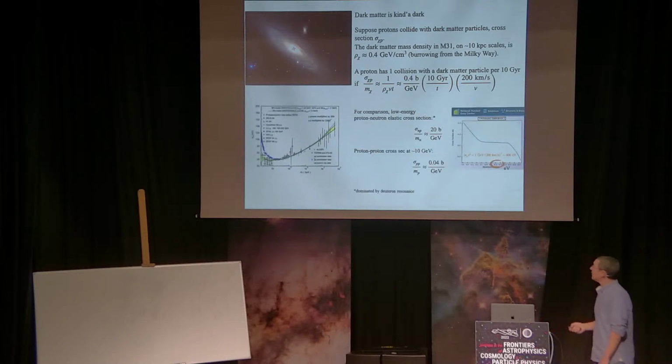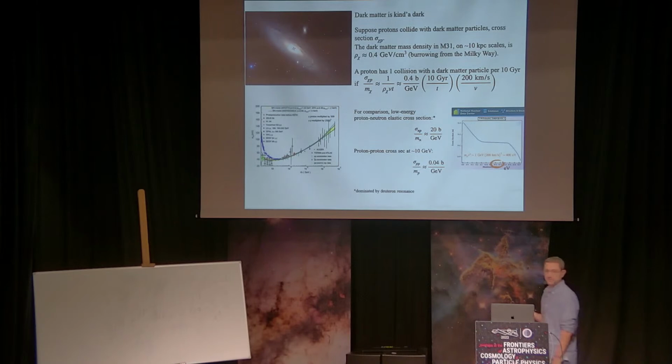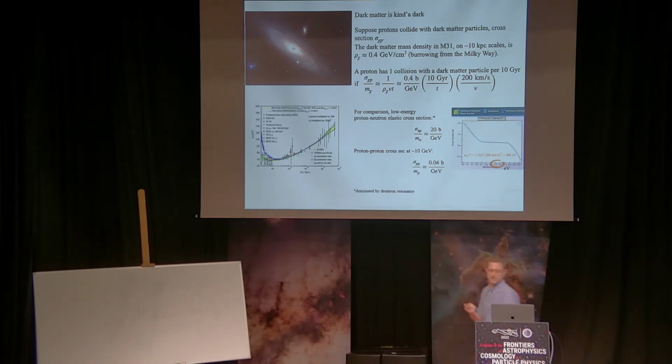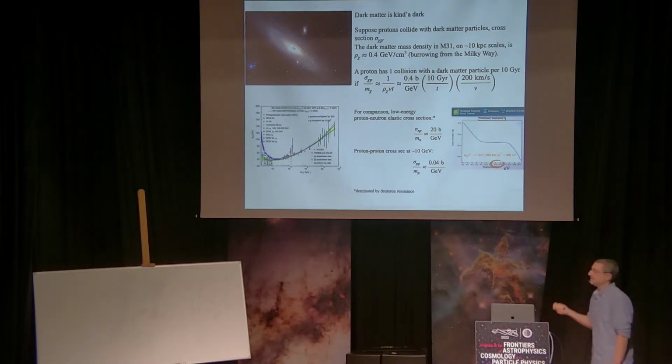So, okay, let's put this on kind of a mundane scale. For comparison, let's look at the nuclear proton-proton cross-section. At low energies, somewhere around hundreds of electron volts, the proton-neutron elastic scattering cross-section, sigma over m, is in the ballpark of 20 barn per GeV. That's a factor of a few tens above what we would need for this collision. So nuclear collisions are stronger than this collision we have.